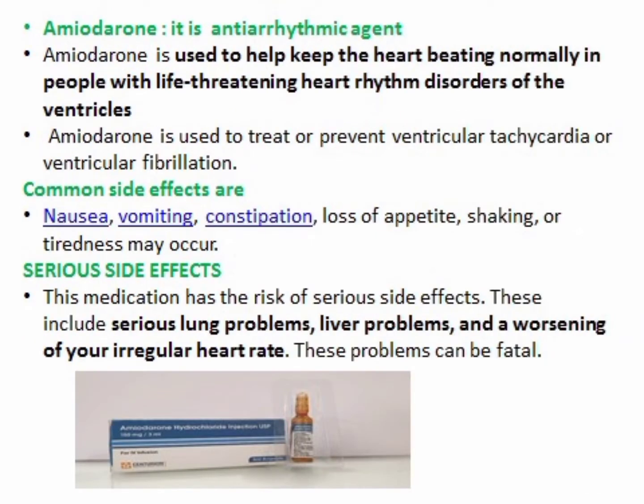Next one, amiodarone, or we can call it Cordarone. It is also an antiarrhythmic drug. Amiodarone is used to help keep the heart beating normally in people with life-threatening heart rhythm disorders of the ventricles. Amiodarone is used to treat or prevent ventricular tachycardia or ventricular fibrillation. So this amiodarone is also an antiarrhythmic drug. It is used to treat VT and VF.